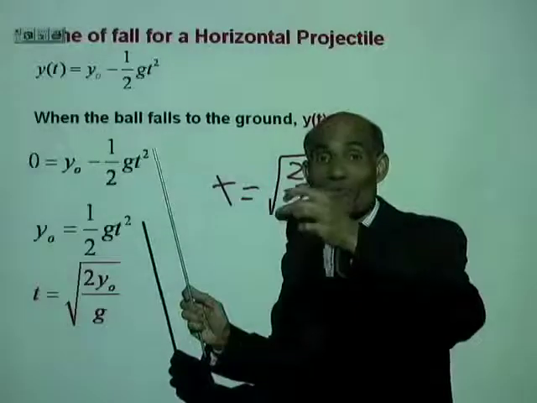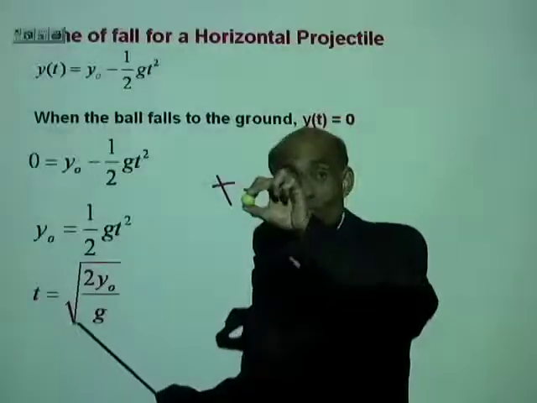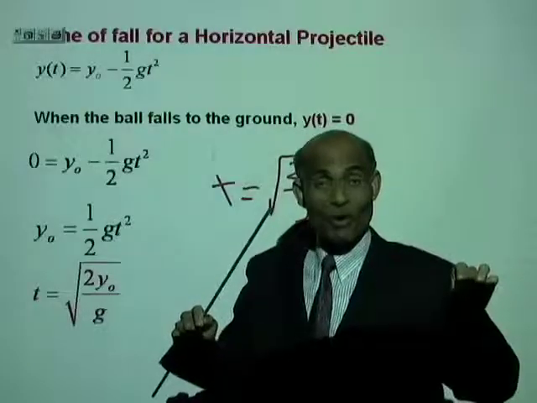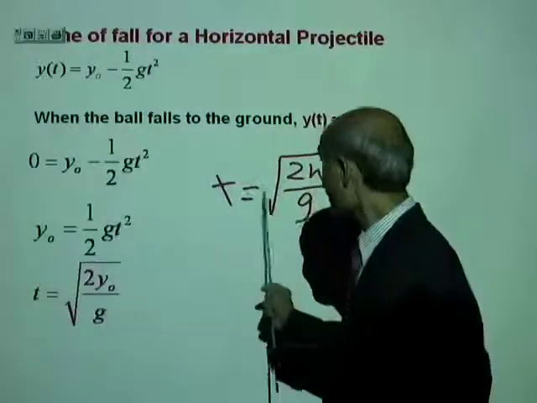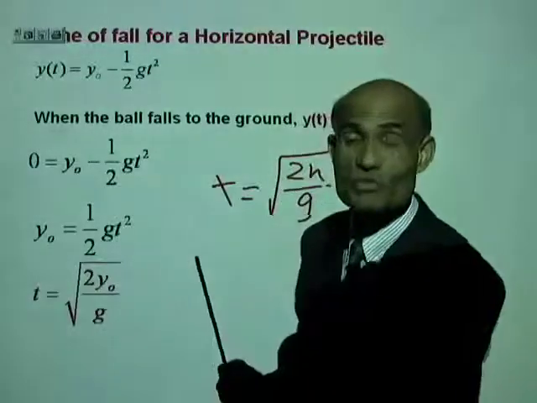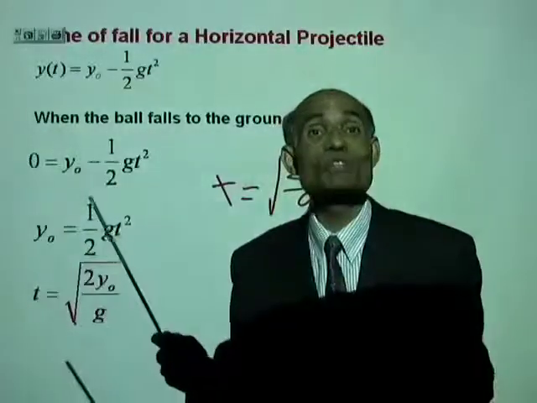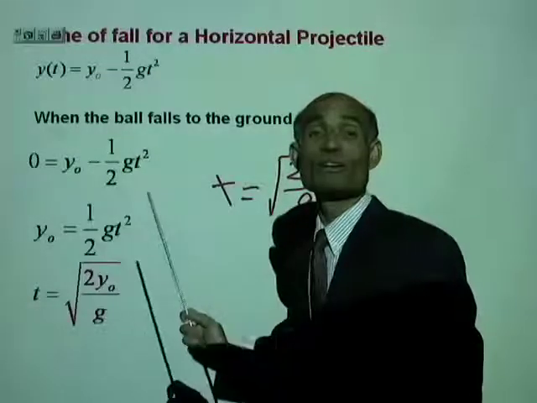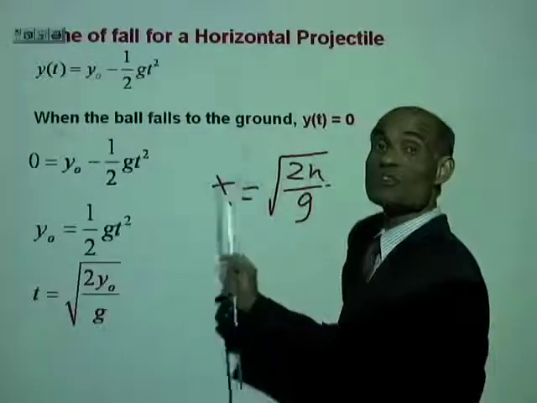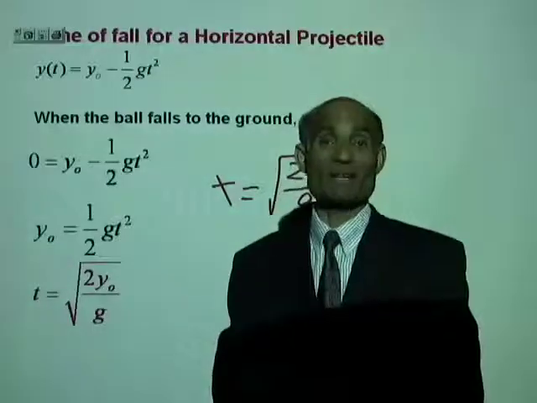Why? Because the vertical motion of a freely dropped ball and the vertical motion of a horizontally projected ball are exactly the same. So in fact, t equals the square root of 2h over g can be used for any vertical motion: the time taken for the ball to fall through a height h, whether it is dropped freely or projected horizontally.